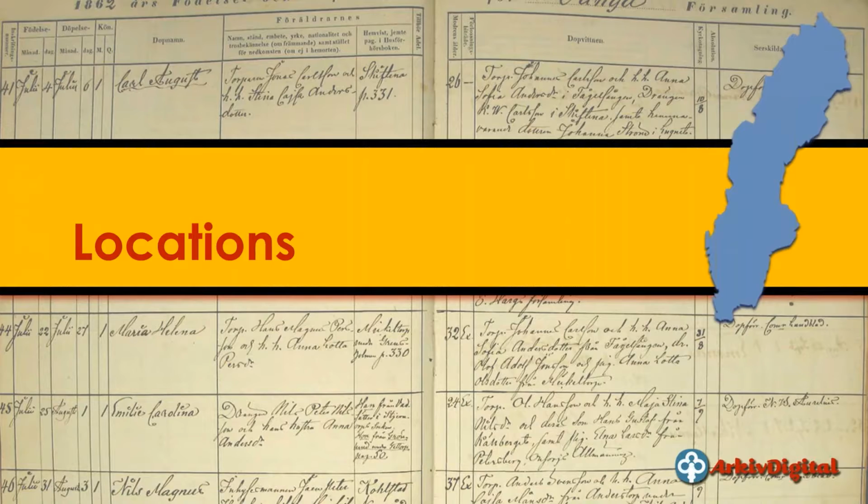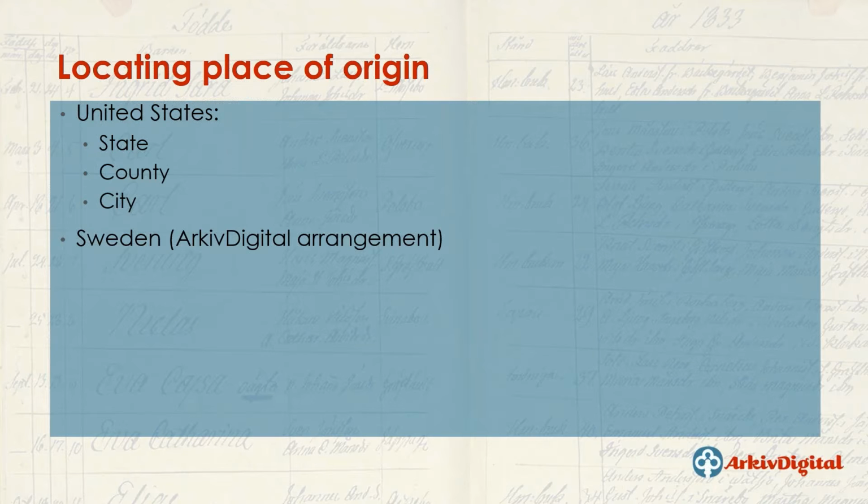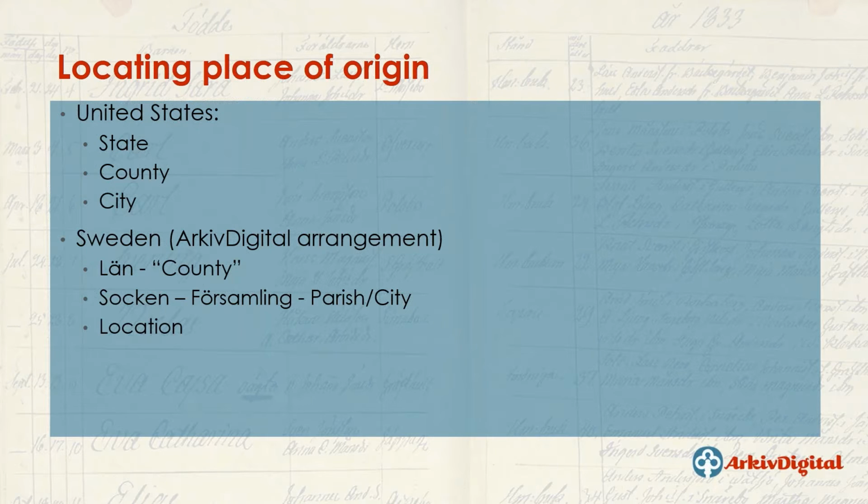So for locations, I'm going to show you how it's set up. In the United States, it goes by country, then state, county, and then city. In Sweden, according to the ArkivDigital arrangement, it goes first by Sweden, and then county, then parish or city, and then location, which includes a farm, a street, or some other designation to tell you where to start looking.